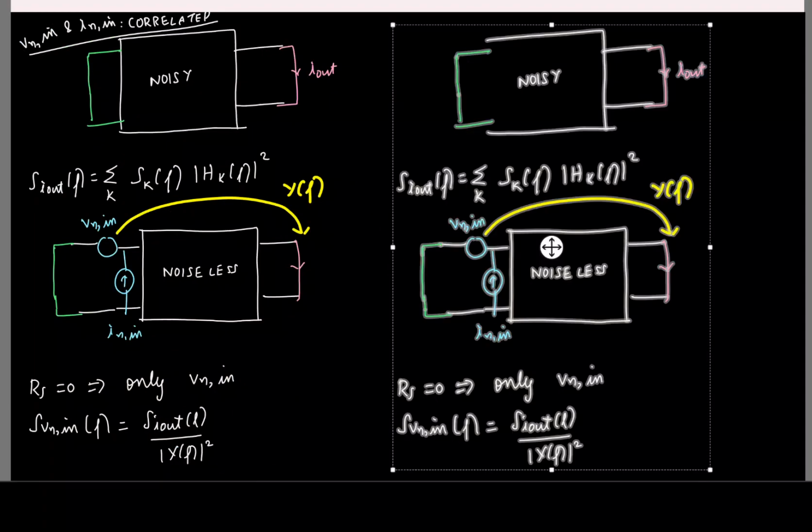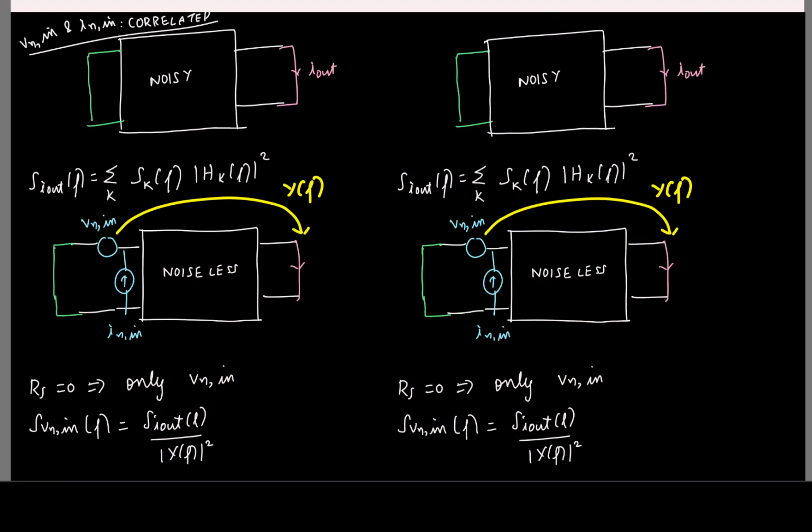So here you do the same thing. You open this and then do all the calculations. So now if I make Rs to be infinity, I'll have noise only due to the noise current.